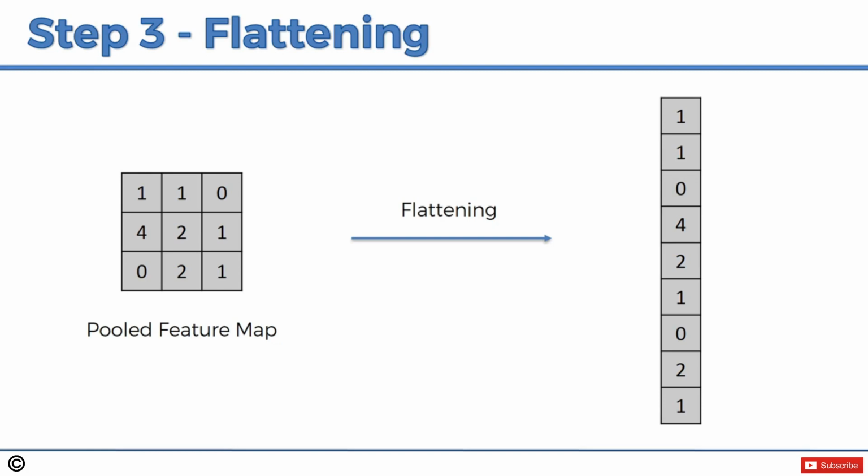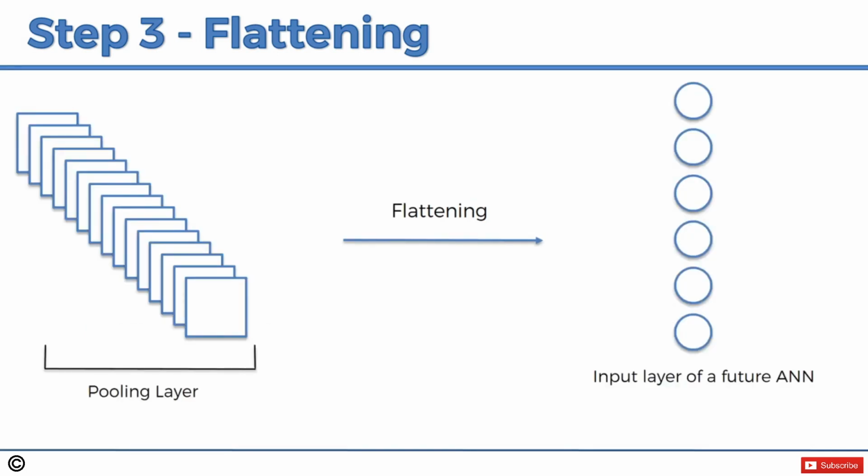And the reason for that is because we want to later input this into an artificial neural network for further processing. So this is what it looks like when you have many pooling layers, or you have the pooling layers with many pooled feature maps, and then you flatten them, so you put them into this one long column sequentially, one after the other, and you get one huge vector of inputs for an artificial neural network.